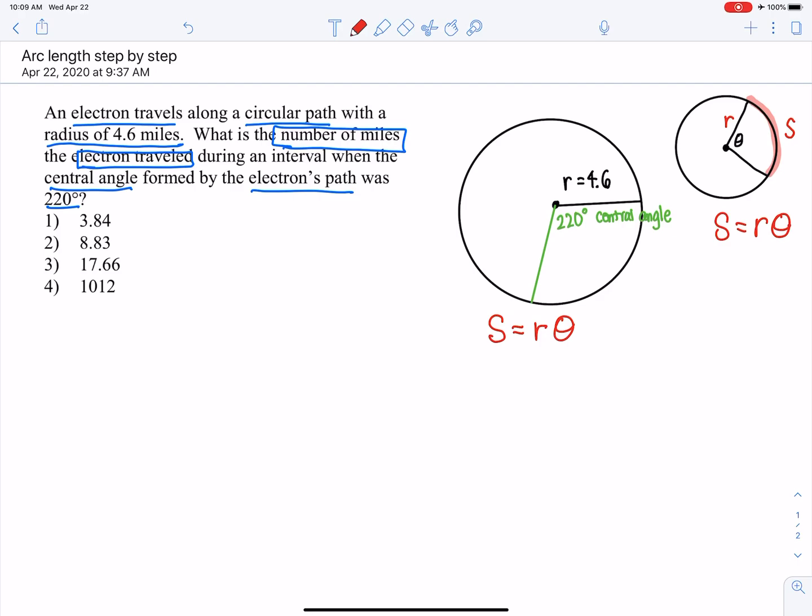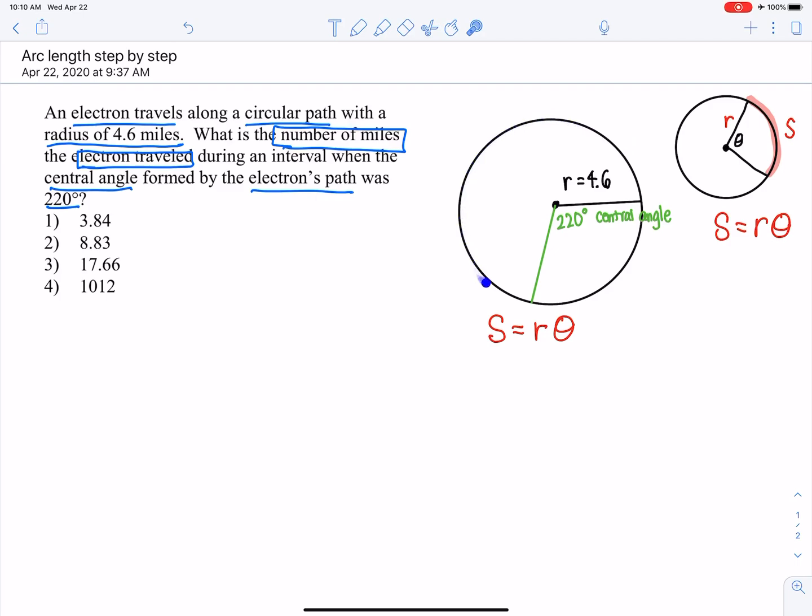Right now we're going to look at how to solve for the arc length given a central angle and a radius. Okay, so let's look at the problem. An electron travels along a circular path with a radius of 4.6 miles. What is the number of miles the electron traveled during an interval when the central angle formed by the electron's path was 220 degrees?